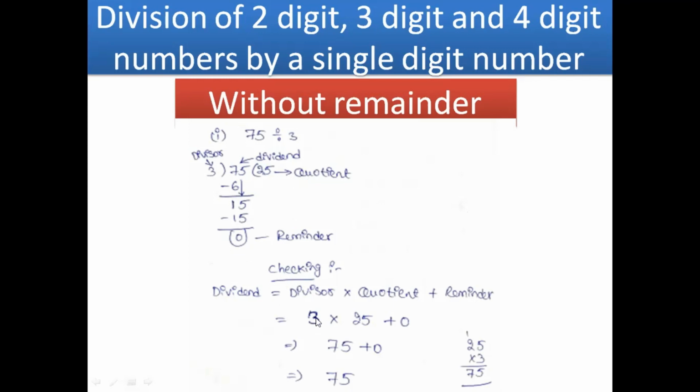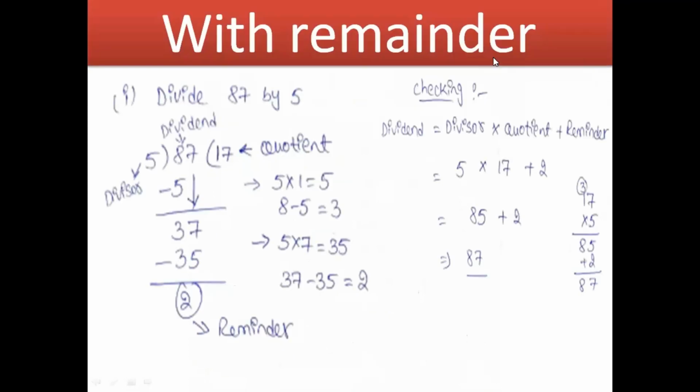Write it down. 25 into 3, how much? See here, 5 threes are 15. 3 twos are 6, 6 plus 1 is 7. 25 into 3, how much? 75. Write it, 75 here plus 0. 75 plus 0, how much? 75. Dividend is 75. Now see with remainder.